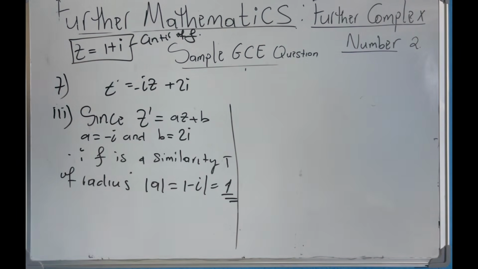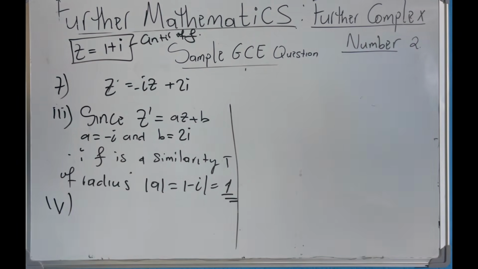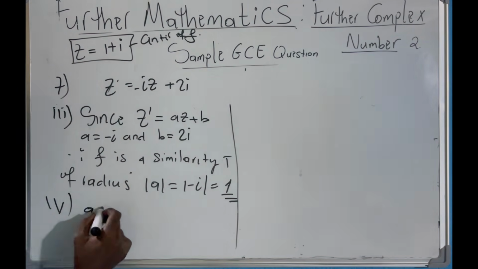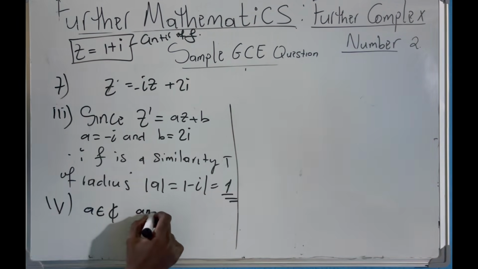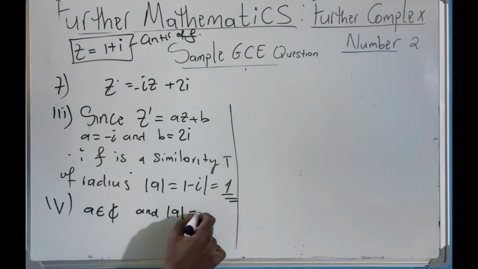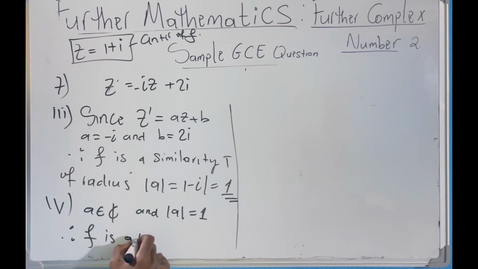You are not calculating. When you know it, you state it, you have your mark. Question 4: give the geometrical interpretation of the transformation f. As we can see, a here is a complex number, and the magnitude of a equals 1. Therefore, f will be what? f is a rotation.